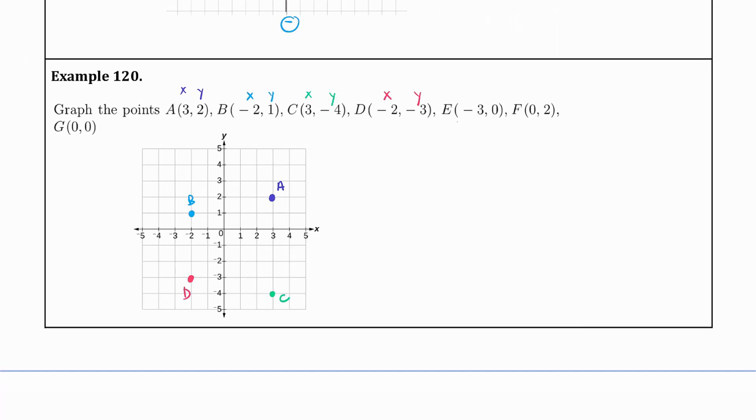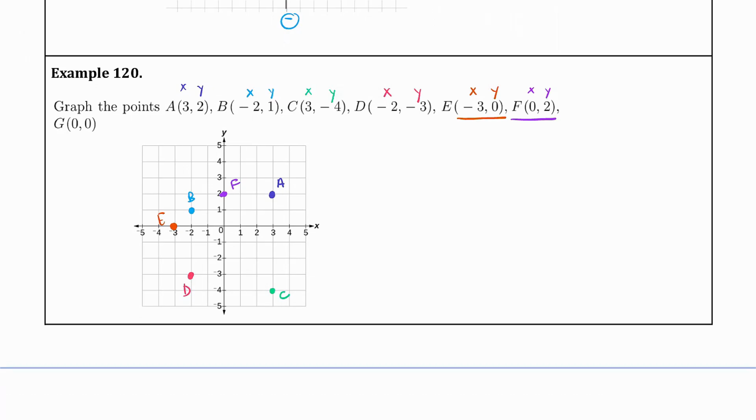Point E is negative 3, 0. Our x is negative 3, our y is 0. So that means we go left 3, and we do not move up or down at all. And then our last point here, point F, is 0, 2. If our x is 0, that means we don't move left or right at all, and we just move up 2 spaces. So that's how we go from ordered pairs to points on the graph.